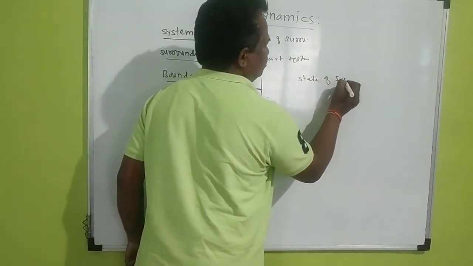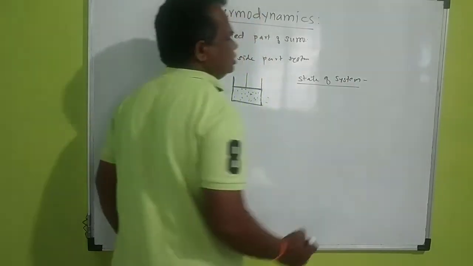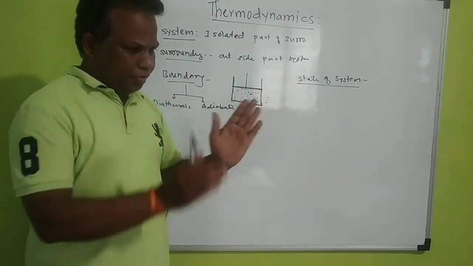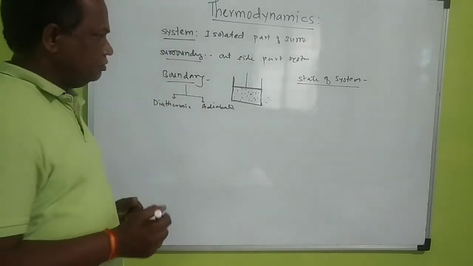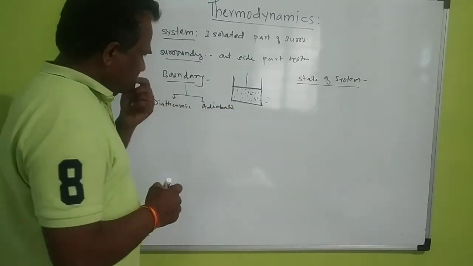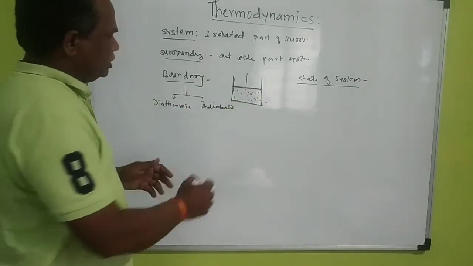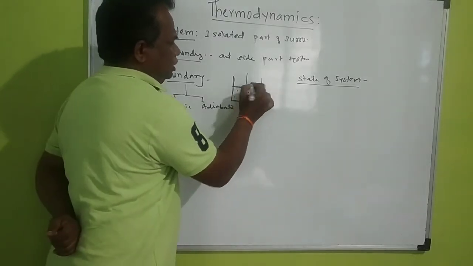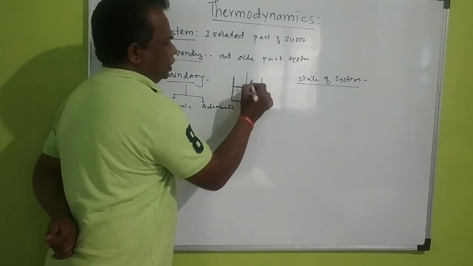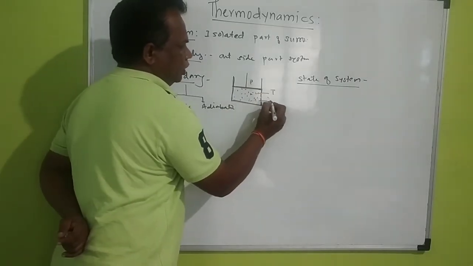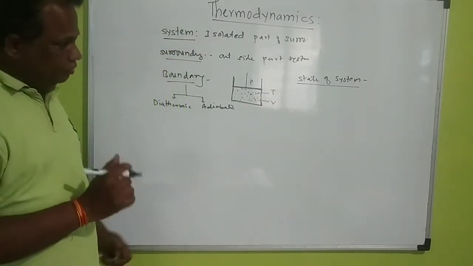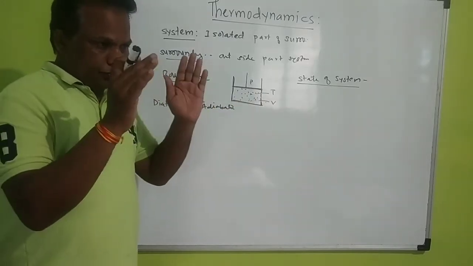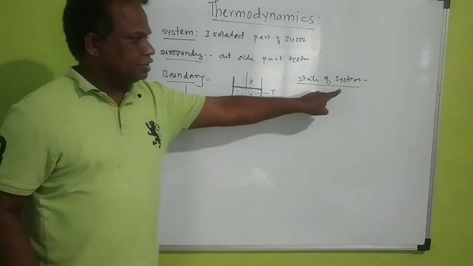State of the system. What is the difference between state and system? So you all know that system remains same, but state of the system may change. That means, if we consider a system bounded by some diathermic boundary or adiabatic boundary, whatever you may call, it has some pressure P, temperature T, and volume V.